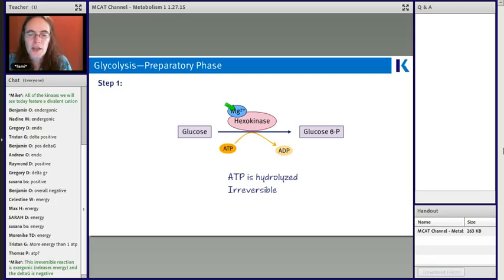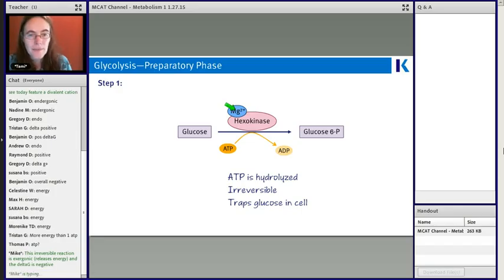Here's another thing to know: glucose can easily cross the plasma membrane, can easily go into and out of all of my cells. Glucose 6-phosphate cannot. So as soon as I make glucose 6-phosphate, it is trapped in my cell.